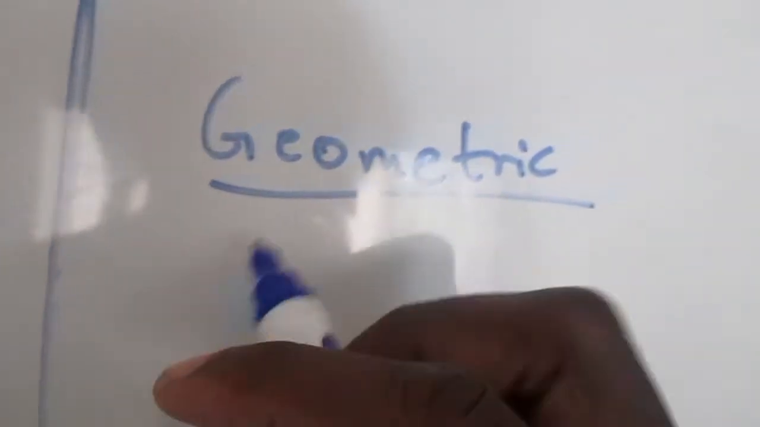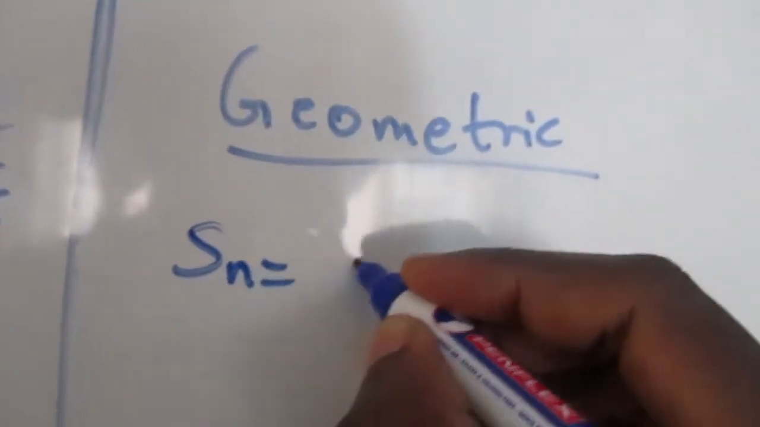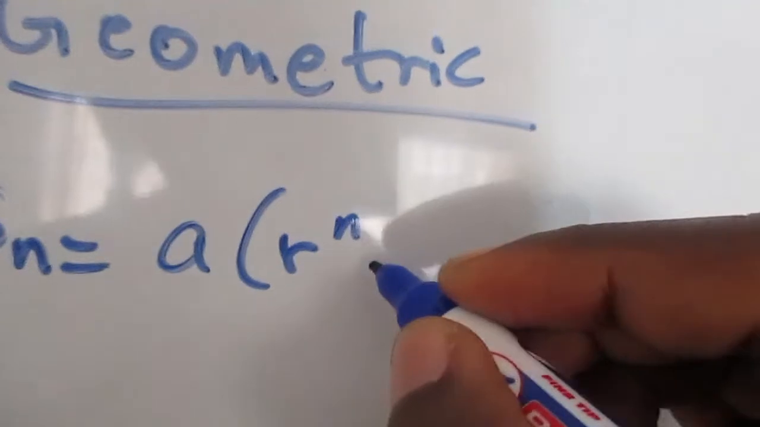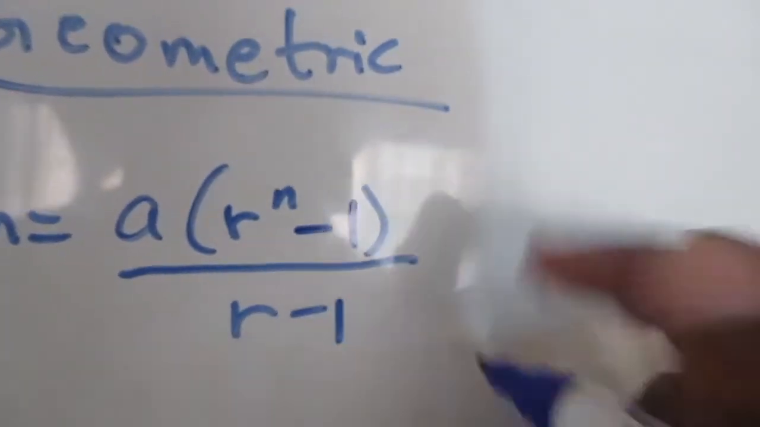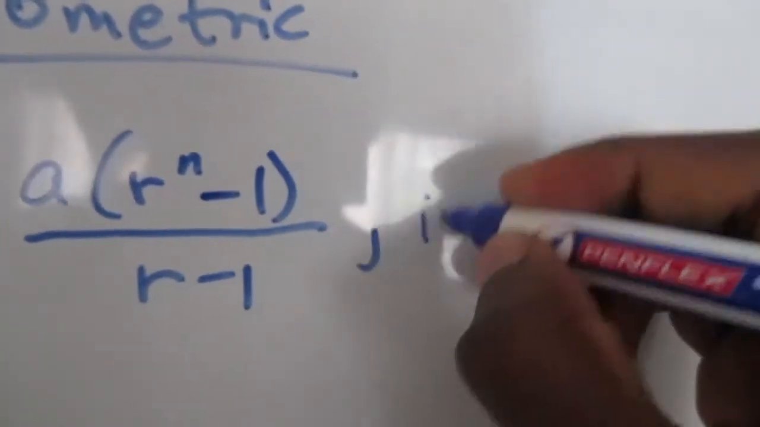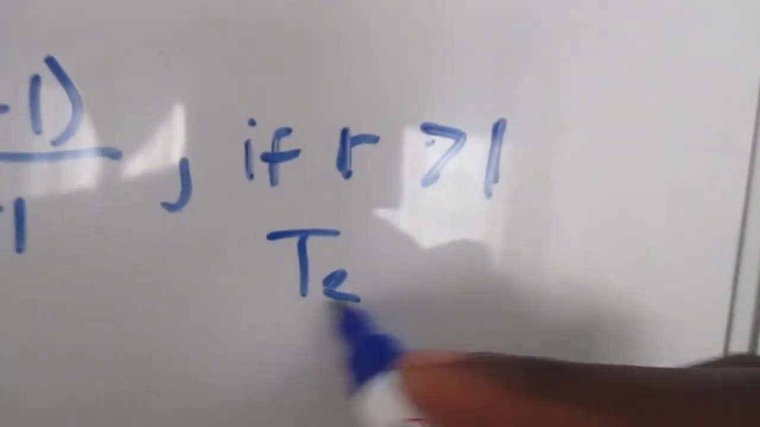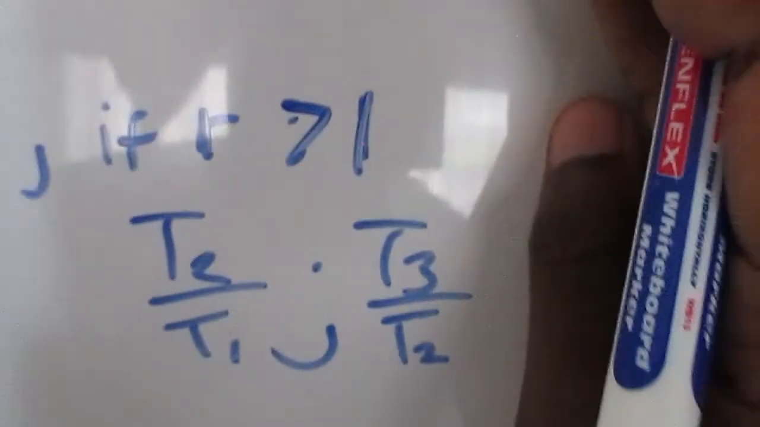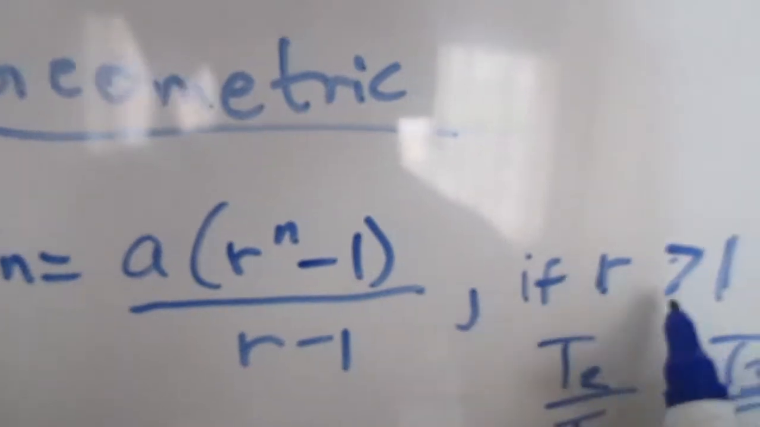You also have 2 formulas over here. And the first formula goes like this: r to the n, and then you're going to subtract 1 divided by r subtract 1. And you use this particular formula if r is greater than 1. And this r is your ratio, which you're going to find by either dividing term 2 by term 1 or dividing term 3 by term 2, or if the ratio is actually given in the question. So you use this formula if r is greater than 1.